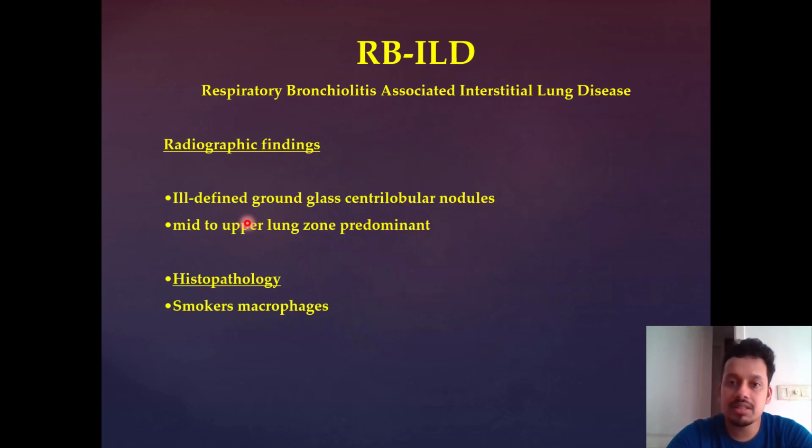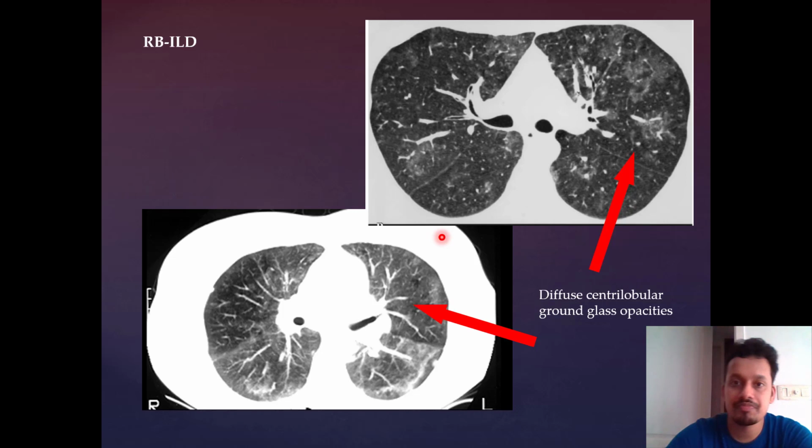and the radiological findings have irregular, ill-defined ground glass and centrilobular nodules, which are mid to upper lung predominant. Unlike in NSIP or IPF, where it is lower lobe predominant, here it is upper and mid zone predominant. Histopathology, you can see pigmented macrophages, which are otherwise called smokers macrophages.